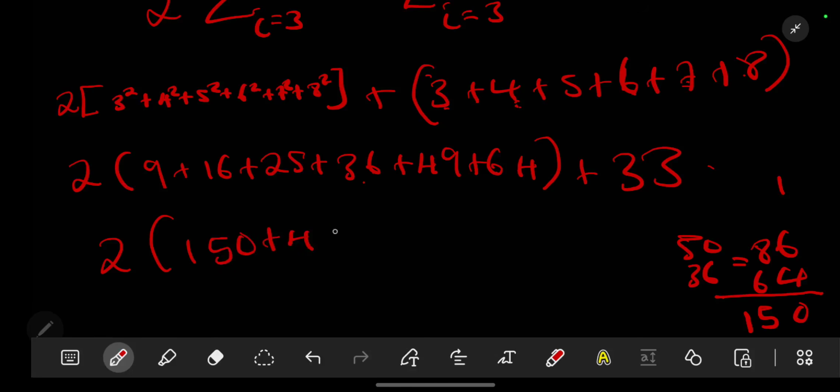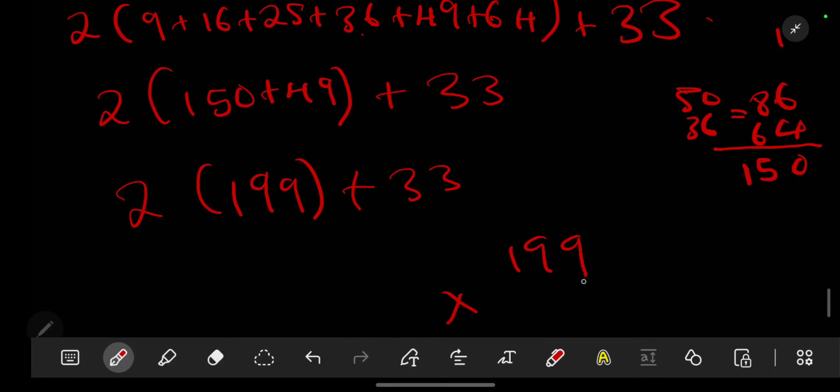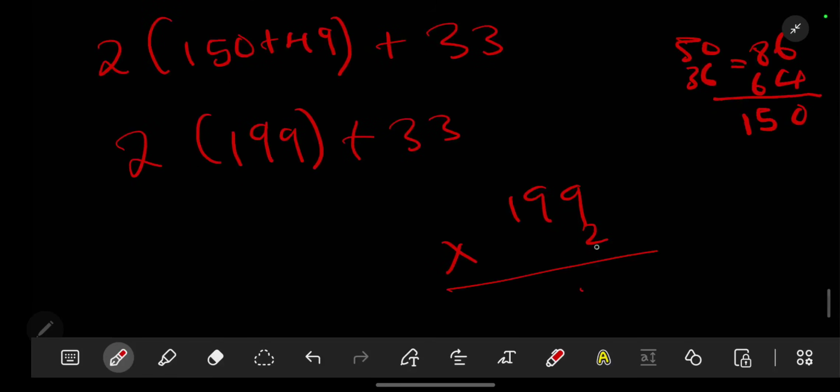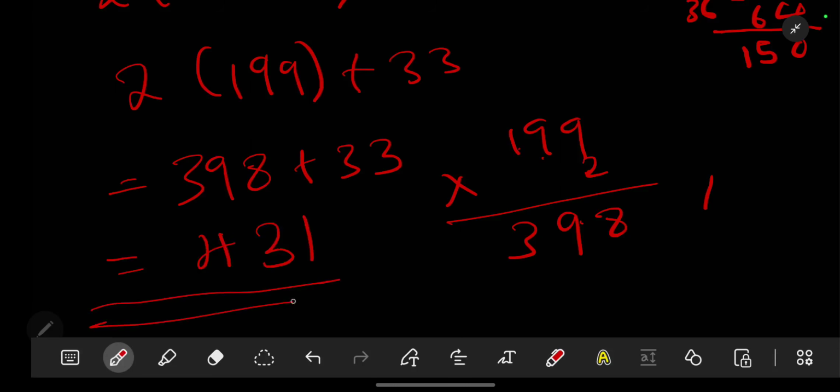So plus the 49, which we haven't added, plus the 33. So we are going to have 2 by 199 plus our 33. So 199 times the 2, this gives us 398. So we have 398 plus the 33. So if we add 33 plus 398, it will be 431. So that is the sum.